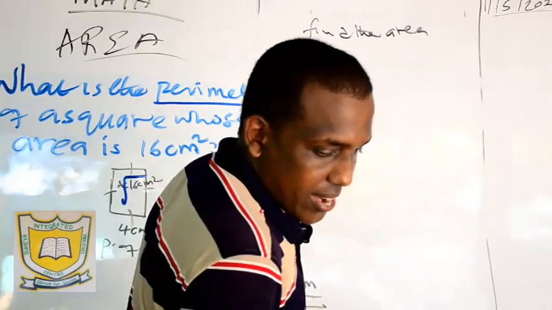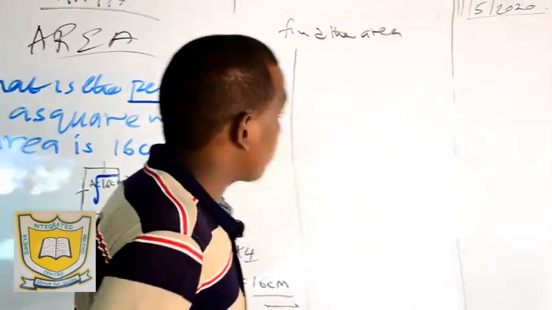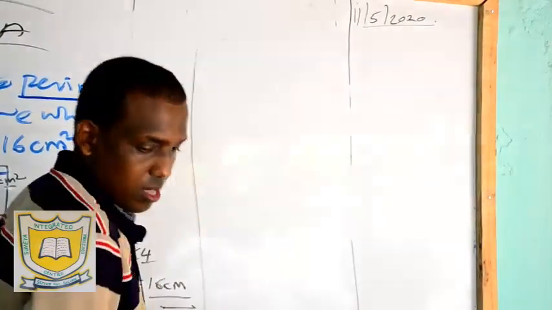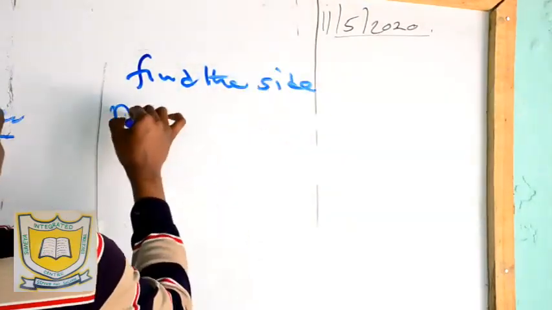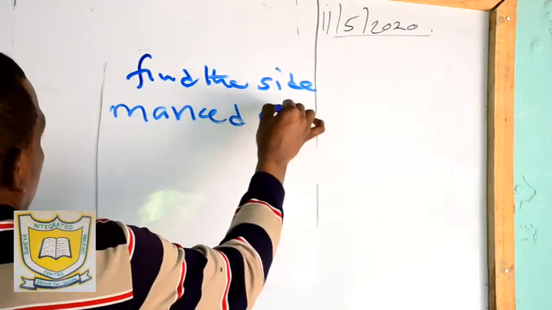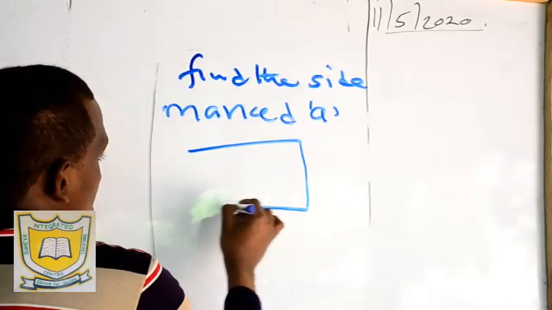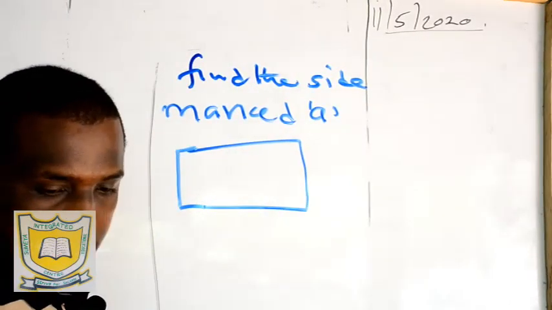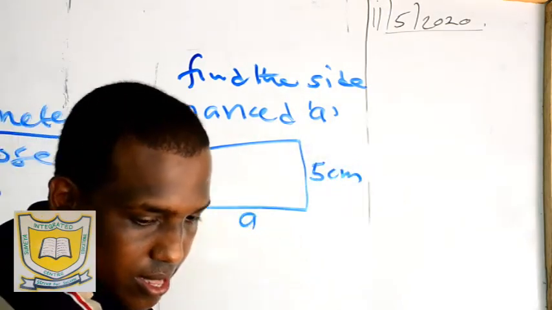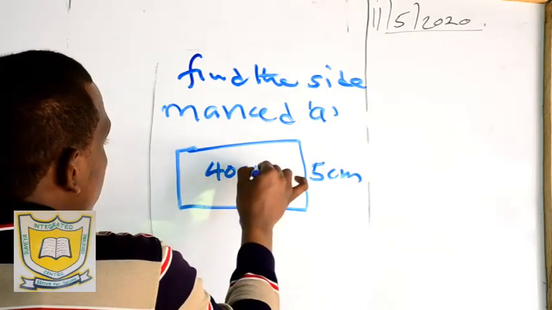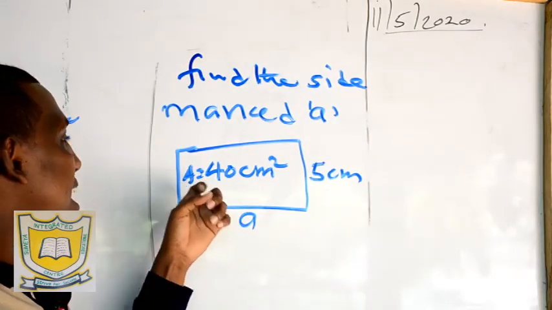You are told, find the side, mark the A. Then this is the figure now. They say to find the side, mark the A. Here is 5 centimeter. Here is A. Then they say 40 centimeter squared. Remember, this is the area now. They have not indicated it, but it's supposed to be area.